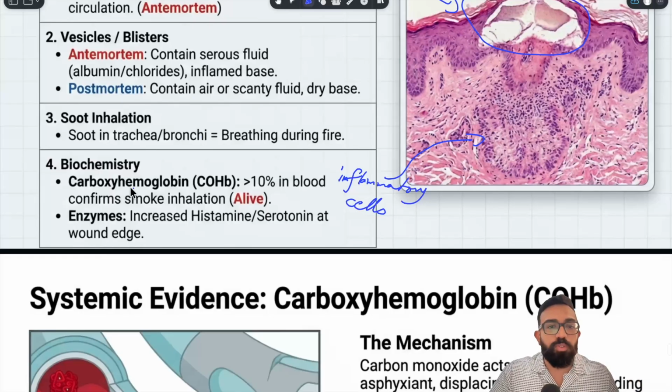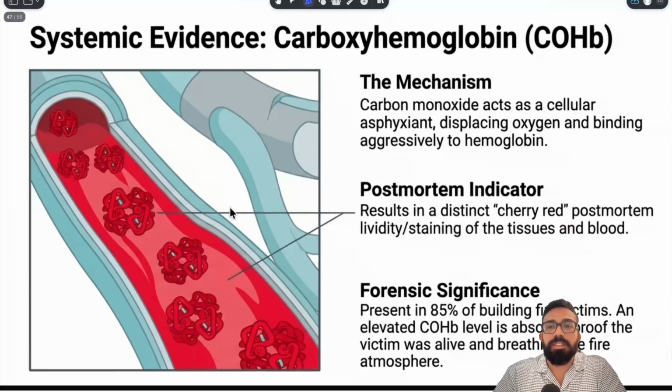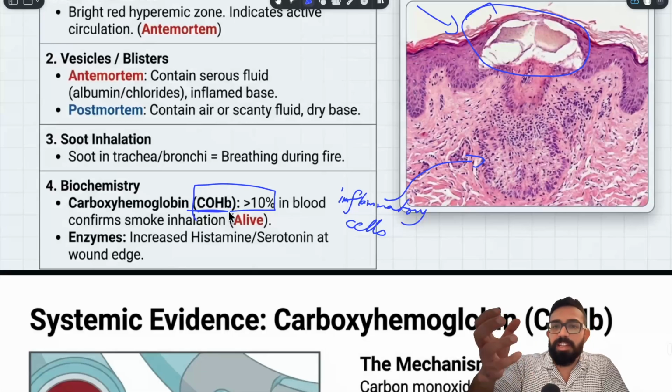Now we'll come to a very important biochemistry evidence: carboxyhemoglobin percentage. If the carboxyhemoglobin percentage is more than 10%, it means that the person was definitely alive during the fire and has done some smoke inhalation. When the fire was taking place, this person was alive and he inhaled the fumes of the fire.